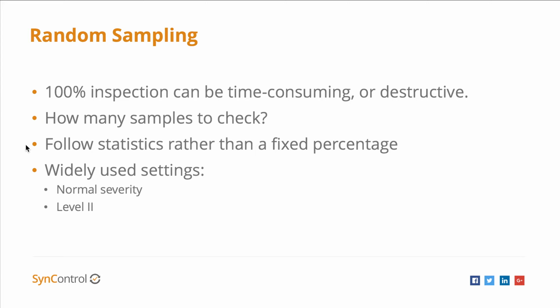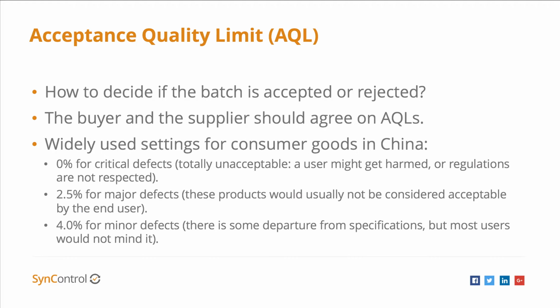You can follow certain statistics that I'm going to explain in this video, rather than simply saying we'll check 10% or 20% or 5%, which in the end doesn't help so much because it doesn't give you the limits on the number of defects for acceptance of the whole batch. So the widely used settings for the ISO 2859-1 standard is normal severity and level 2. We'll go over that.